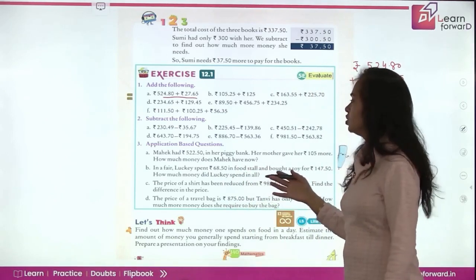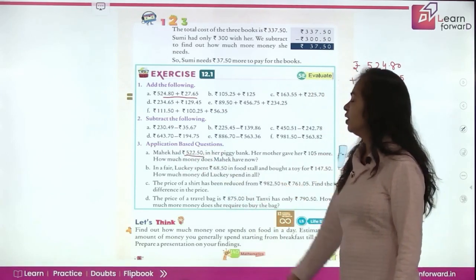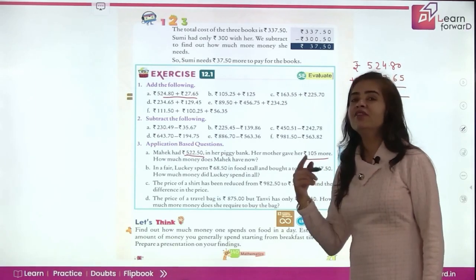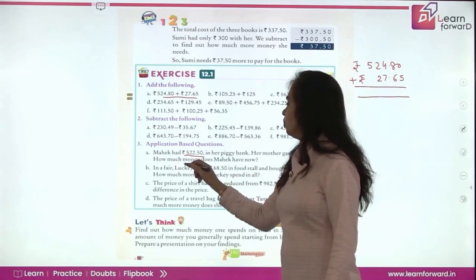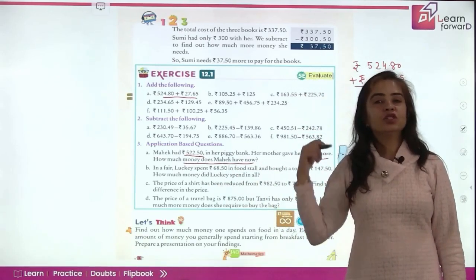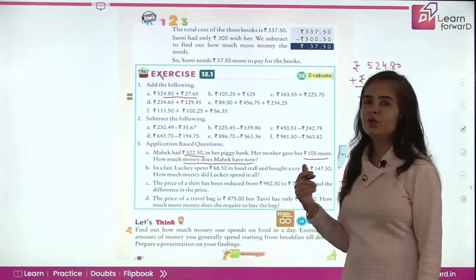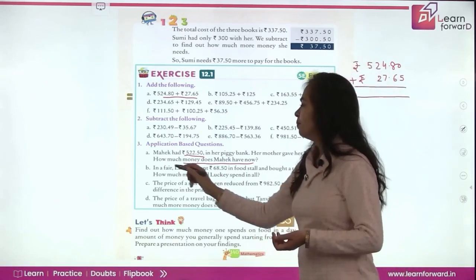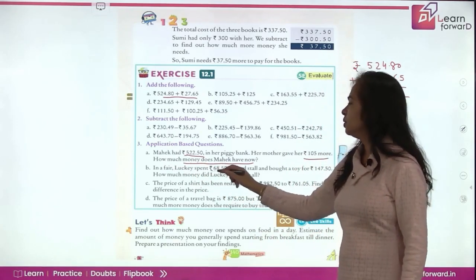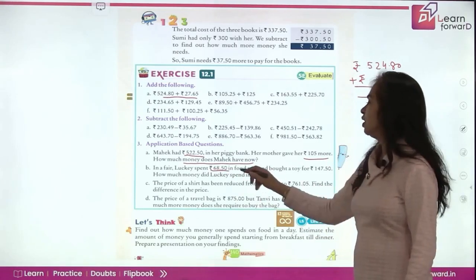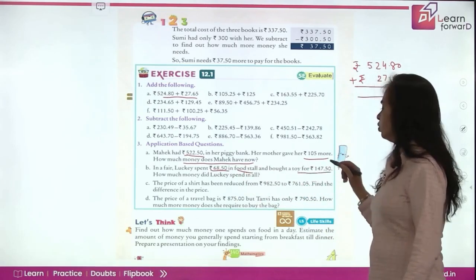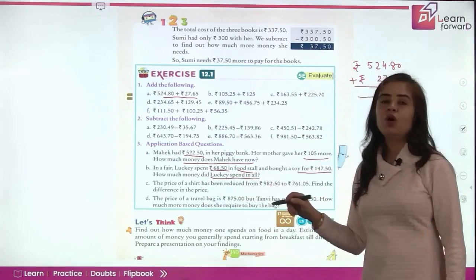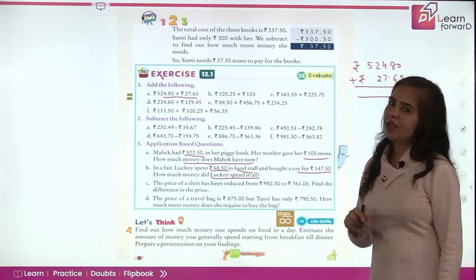Now coming to application based questions. Mehak had rupees 522.50 in her piggy bank. Her mother gave her rupees 105 more. Okay. How much money does Mehak have now? So she got more. That means what are you going to do? Exactly, more means addition. Perfect. In a fair, Lucky spent rupees 68.50 in food stall and bought a toy for rupees 147.50. How much money did Lucky spend in all? Perfect, children. You will be adding them again.